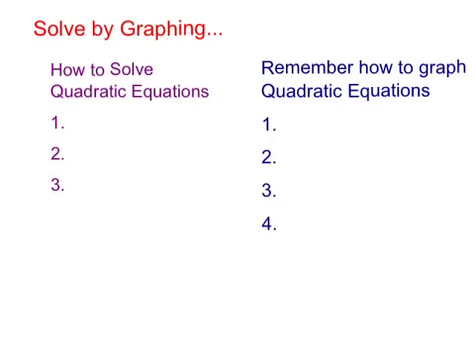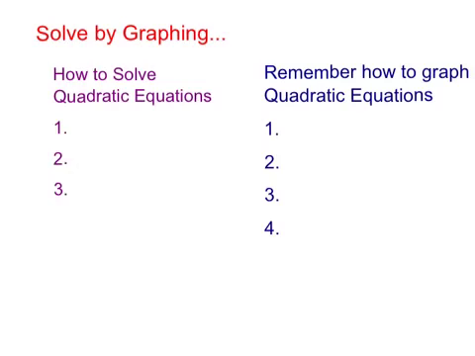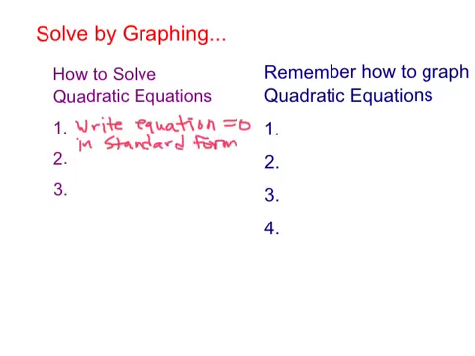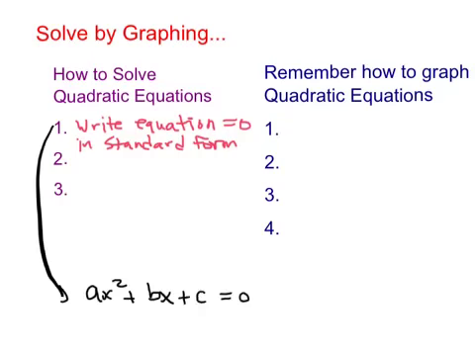The first thing is we need to write our equation equal to 0 in standard form. So basically, we're going to make sure that in number 1 we have ax squared plus bx plus c equaling 0. So that's the way that we want to write this. We get the standard form all on one side of the equation, then we set it equal to 0.